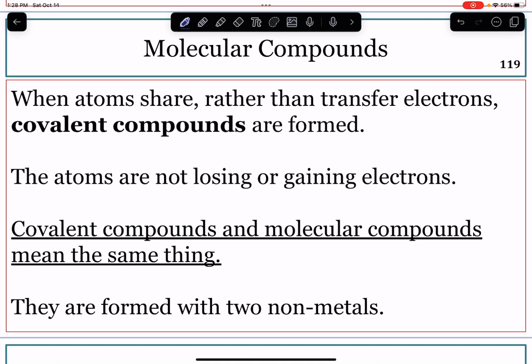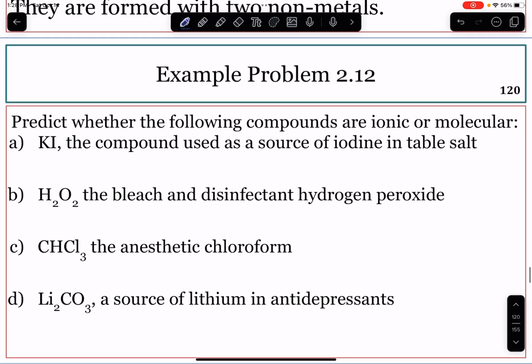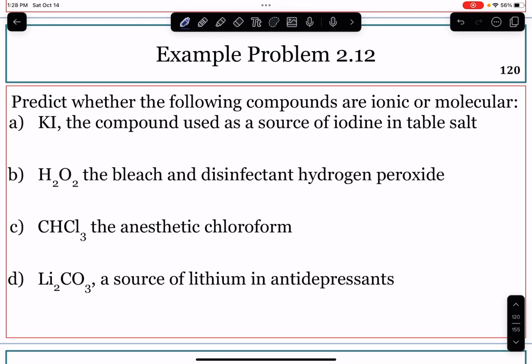These molecular compounds are formed with two nonmetals, whereas the ionic compounds that we've learned are formed with one metal and more than one nonmetal. So let's see if we can identify whether these following compounds are either ionic or covalent. Pause to see if you can work this out.